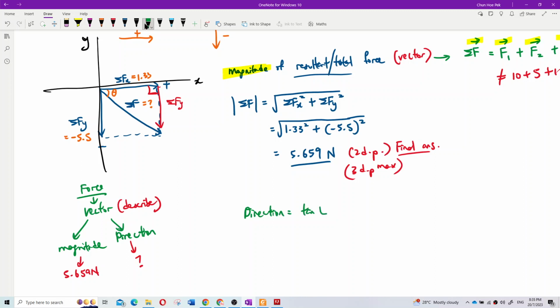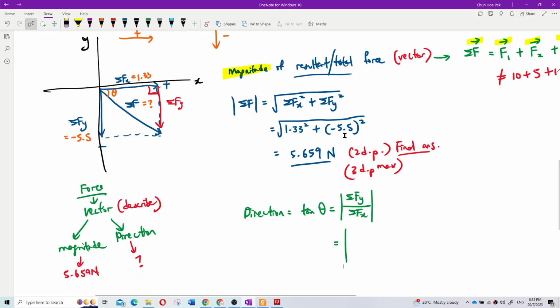Tangent theta equals... Of course, you can also do cosine theta or sine theta, any way also can, it depends. But the easiest is just to use tangent theta. Tangent theta is Fy over Fx. So take the value Fy.